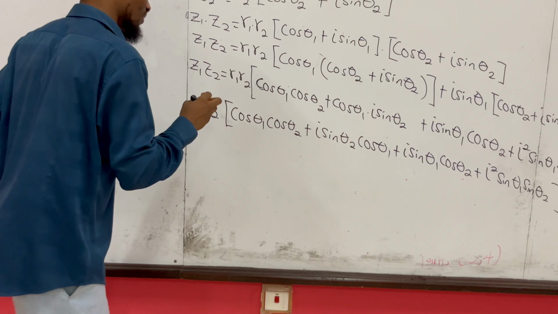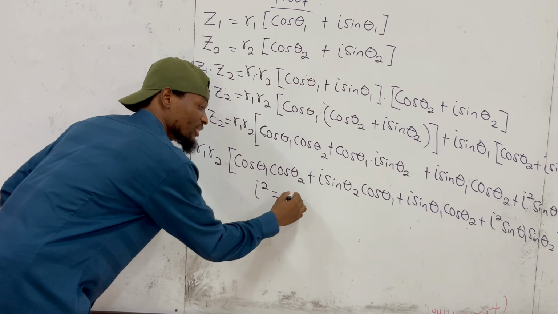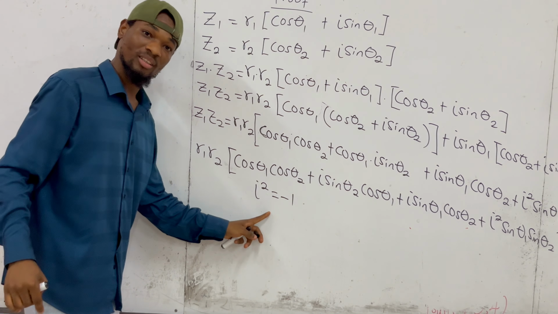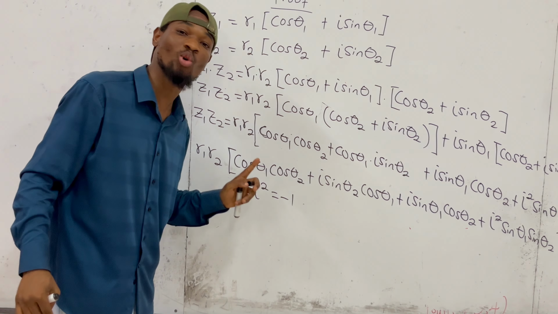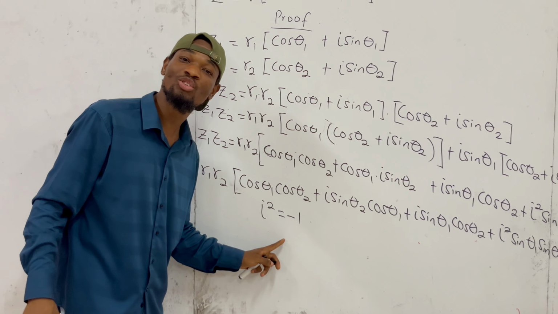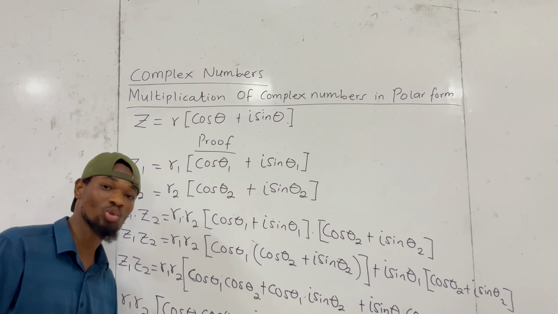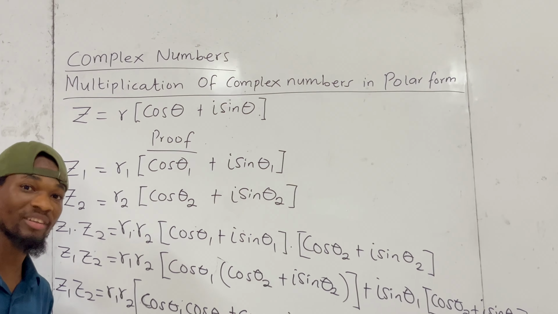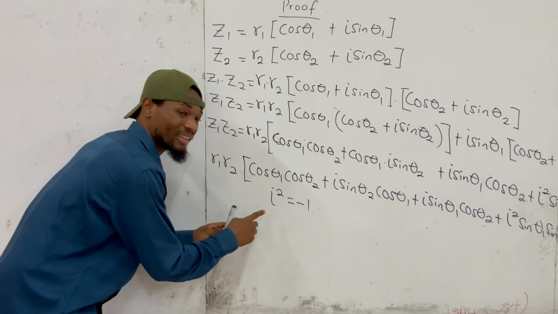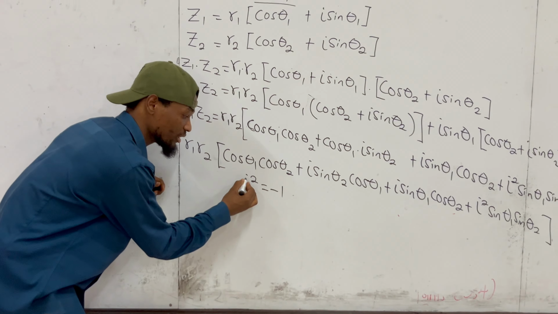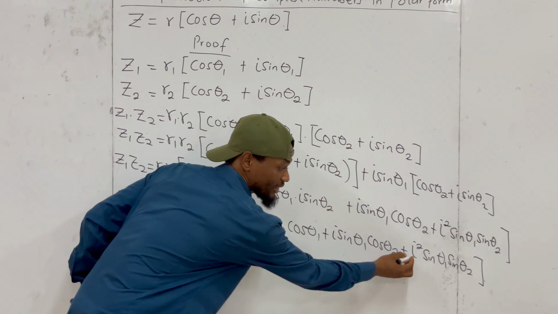Then we know that i squared is equal to -1. If this is your first time, kindly visit my previous lectures on Introduction to Complex Numbers. In fact, I've explained this in detail. Everything is well explained. So we can simply substitute i squared, which is equal to -1, into this.